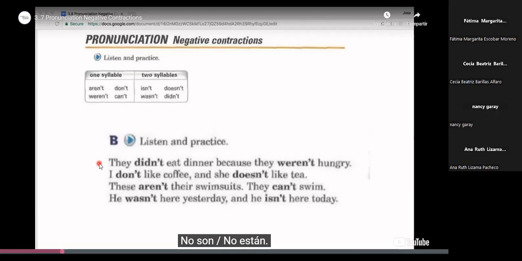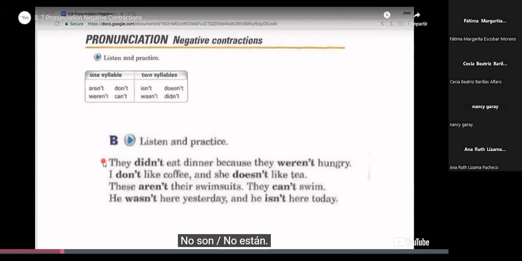They didn't eat dinner because they weren't hungry. Okay. Ana Ruth, ¿cómo pronunciamos esta? ¿En una o dos sílabas? Esta más que todo. Vean por aquí el cuadrito. Ajá. Clase, ¿quién la ayuda? Weren't. Weren't. Otra vez, Ana Ruth.